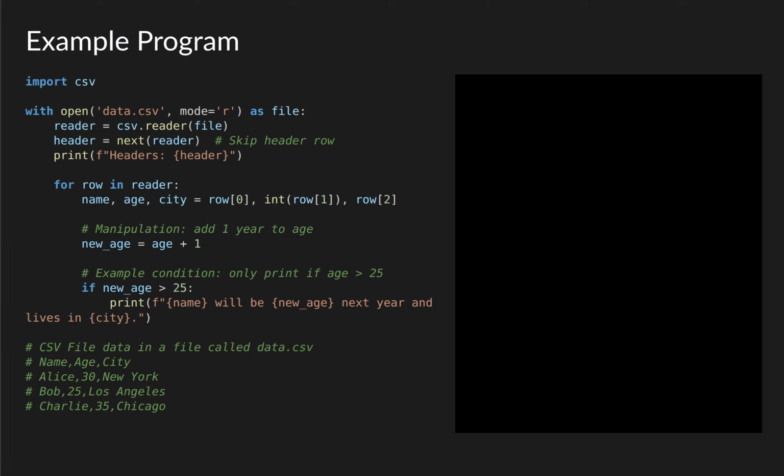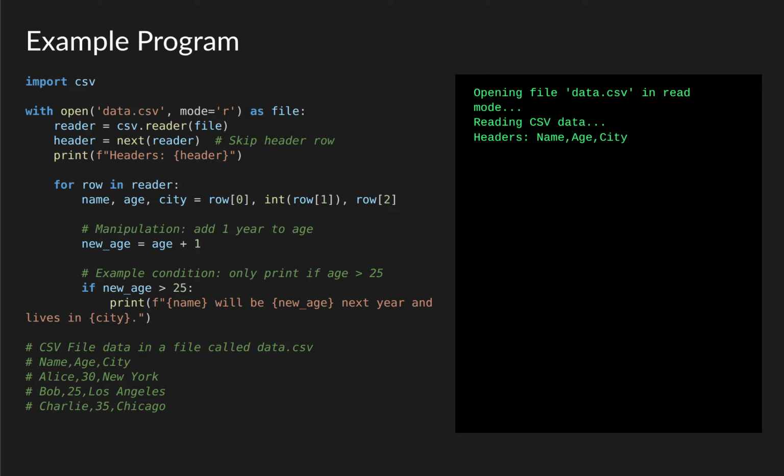Example program. When this code runs, the program opens the CSV file and reads the first row as headers. Immediately you'll see the line, headers, name, age, city, printed to the console.